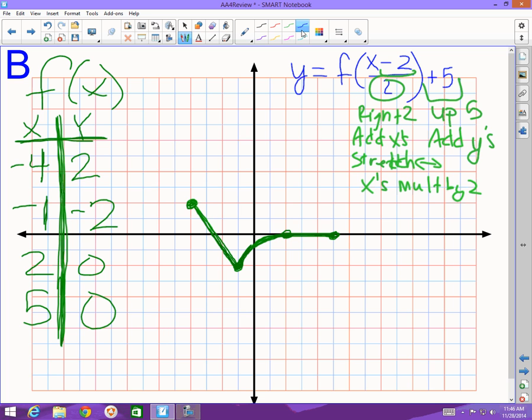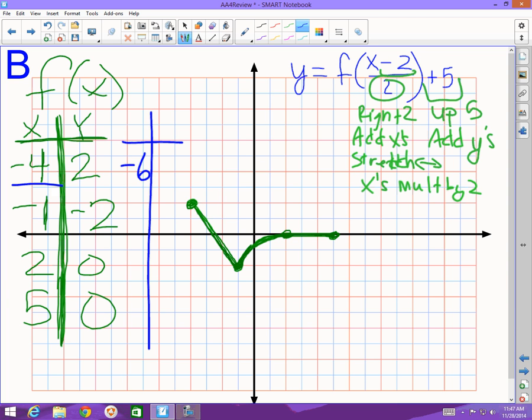And so doing the same thing, the x's, two different things are happening. We're multiplying by 2, and we are adding 2. So if you take a negative 4 times 2, you get a negative 8, plus 2 is a negative 6.